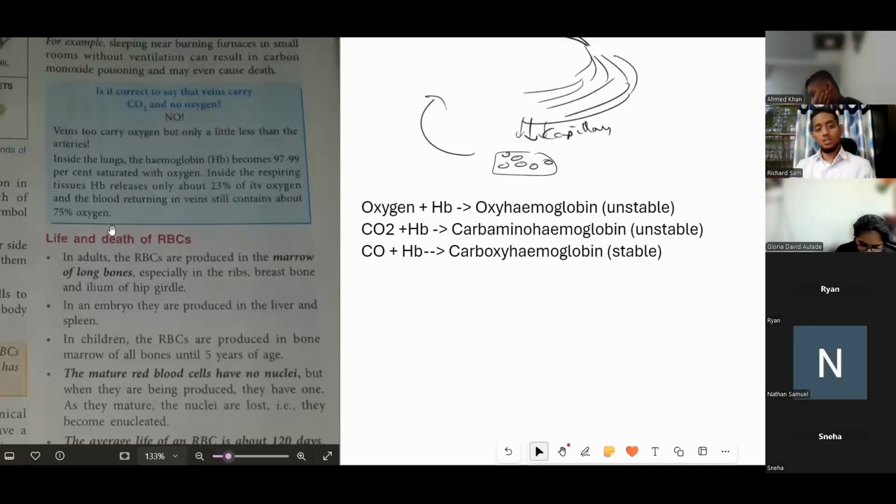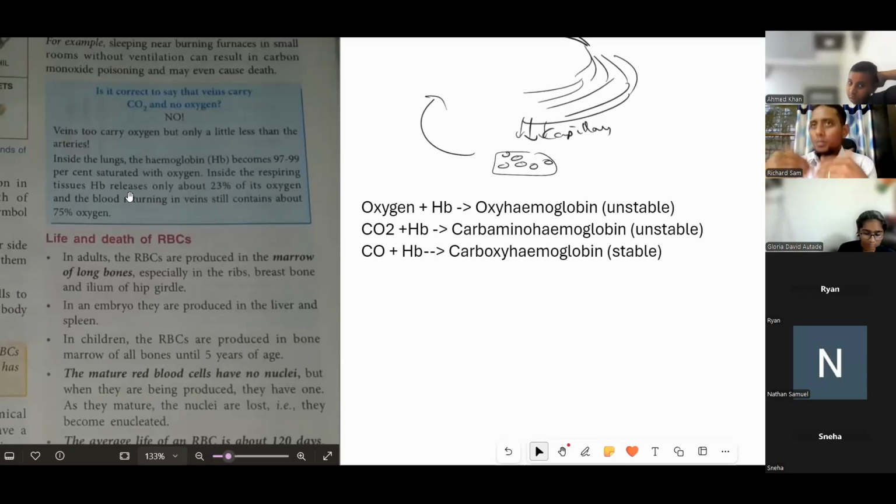So when the hemoglobin goes to your lungs, it absorbs all this oxygen. Now the hemoglobin in your blood is 97 to 99% saturated with oxygen. Almost all the hemoglobin is filled with oxygen. Once this hemoglobin goes around with the blood and gives away oxygen, it doesn't give away 100%, and the oxygen doesn't become 0% of the hemoglobin. It gives only some of it, and the blood in the veins, which you think doesn't have oxygen, actually still has 75% oxygen.